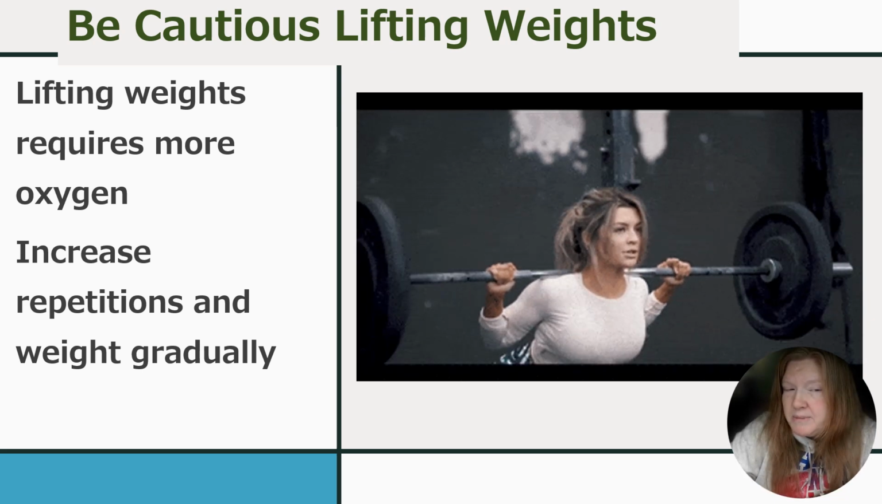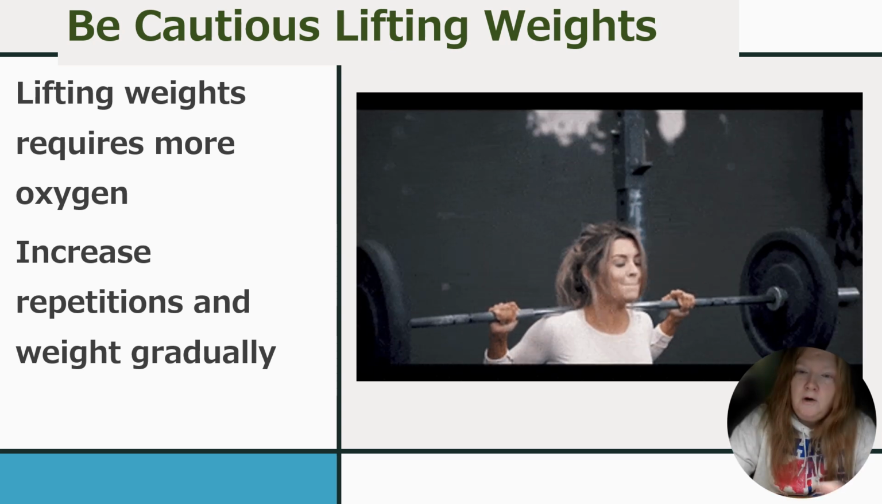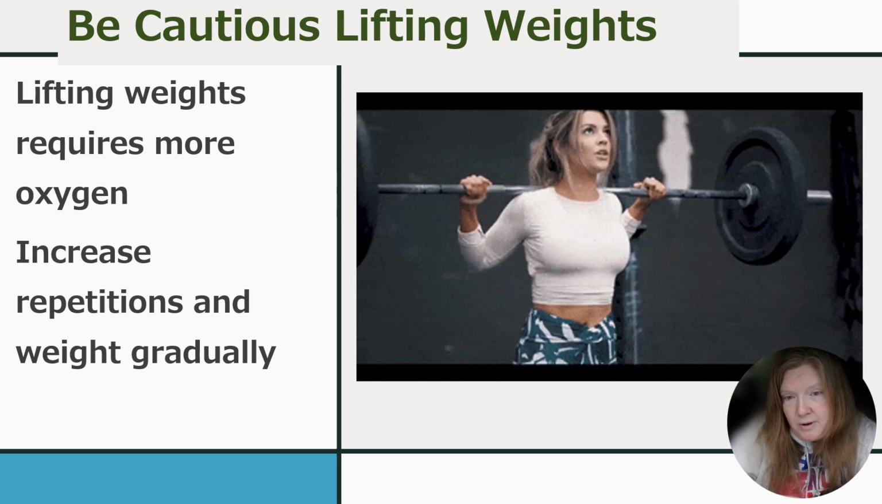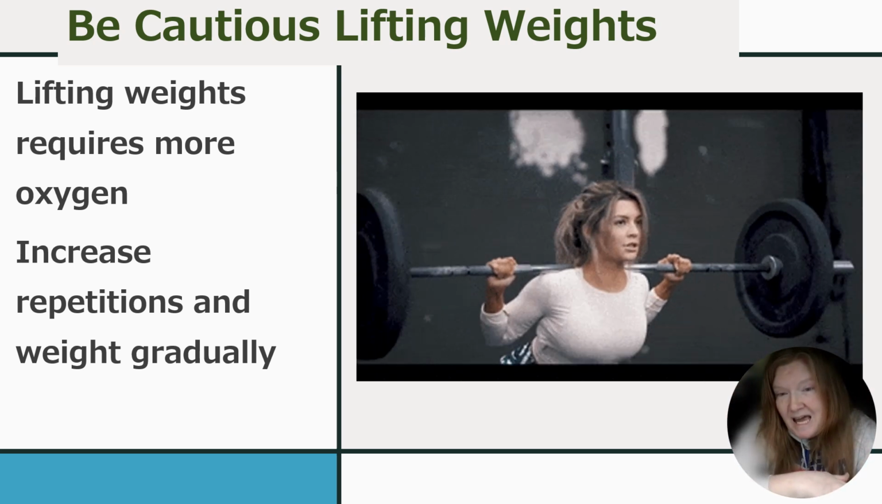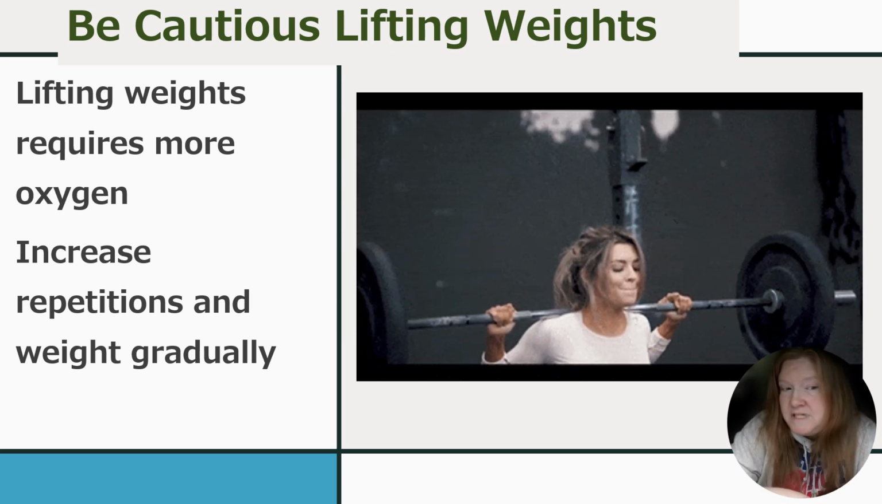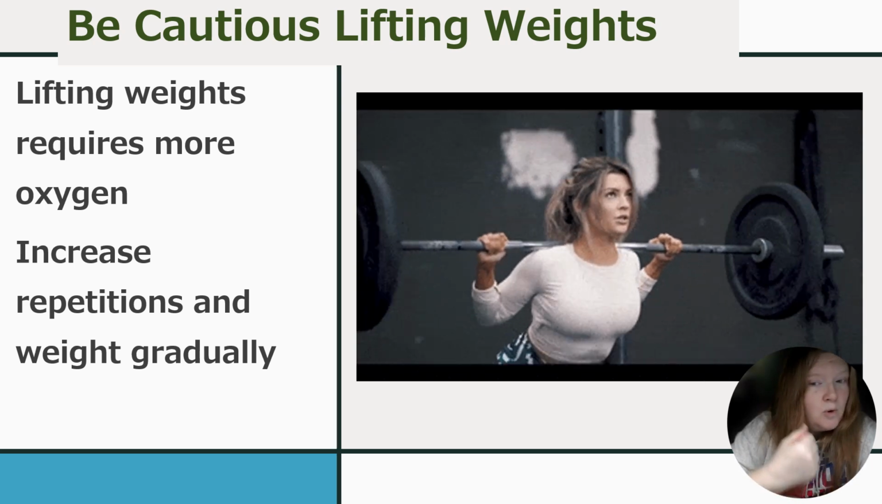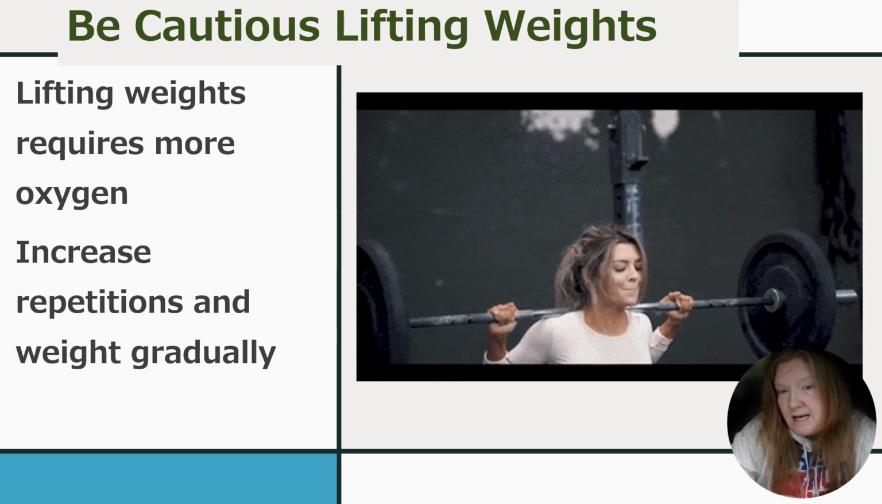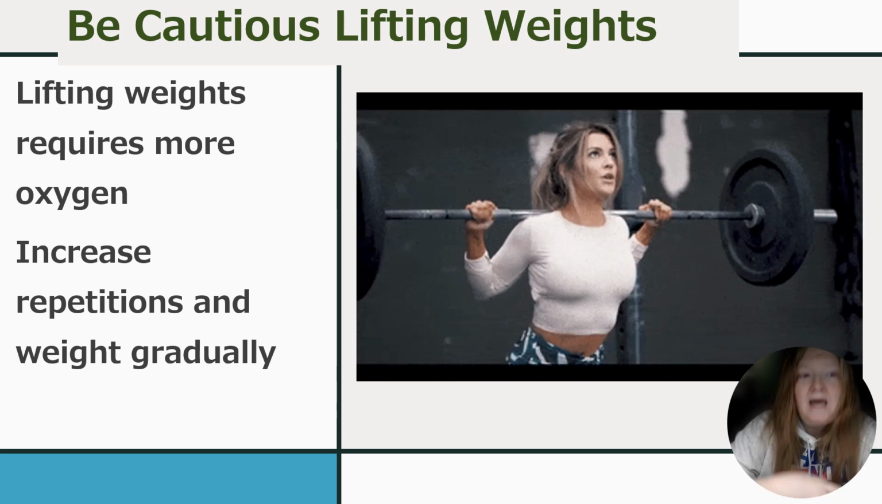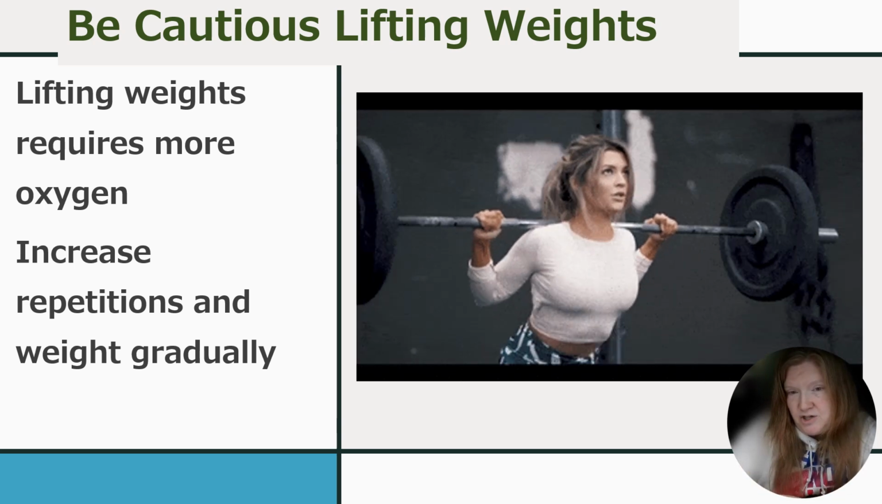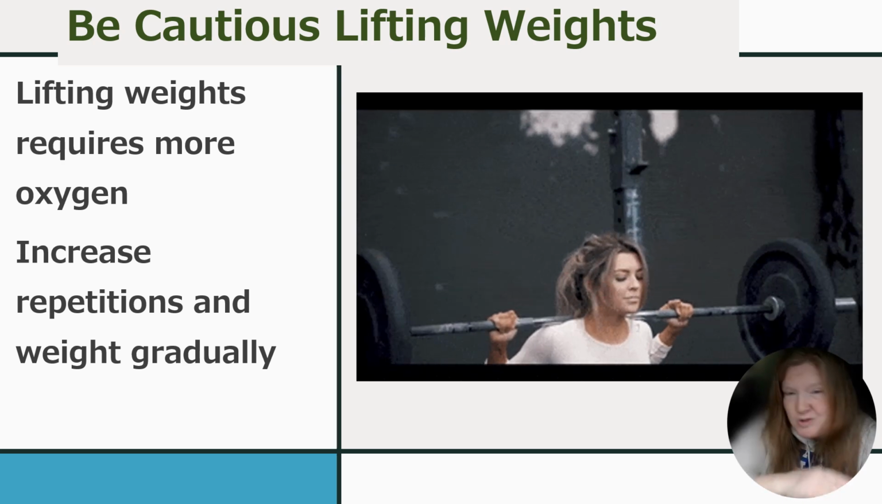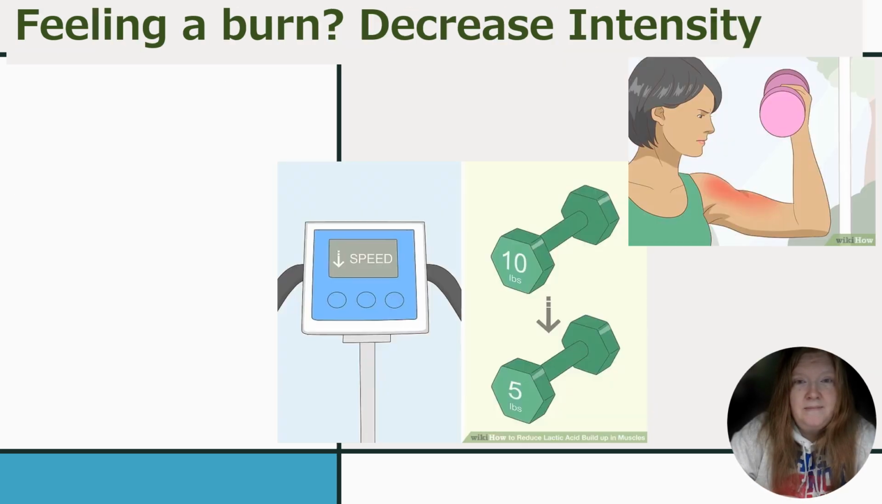Okay? Increase the repetitions and the weight gradually. Go from 20 to 25-pound dumbbells. Go from 10 to 12 or 15 repetitions. Okay? Or add 1 set. So if you're only doing 2 sets, add 1 set. Then increase weight. Then increase repetitions. Okay? Don't do it all at once.